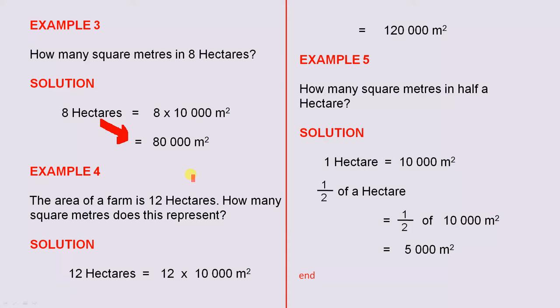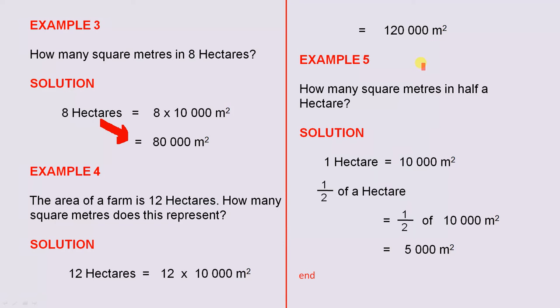Example 4. The area of a farm is 12 hectares. How many square metres does this represent? So 12 hectares will be 12 times 10,000. And that area will be in square metres. So 12 times 10,000 is 120,000 square metres.